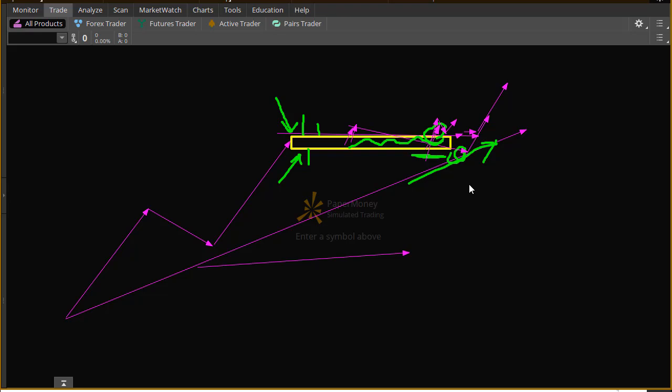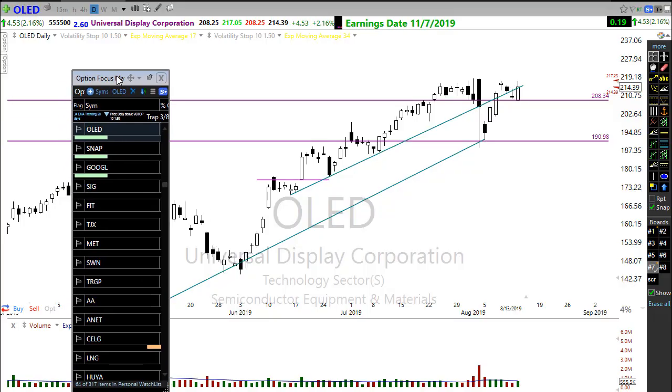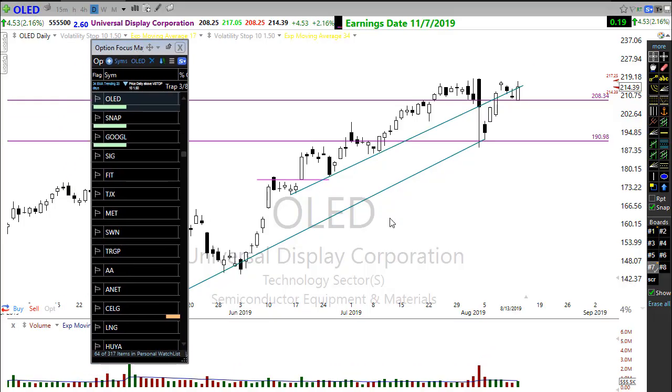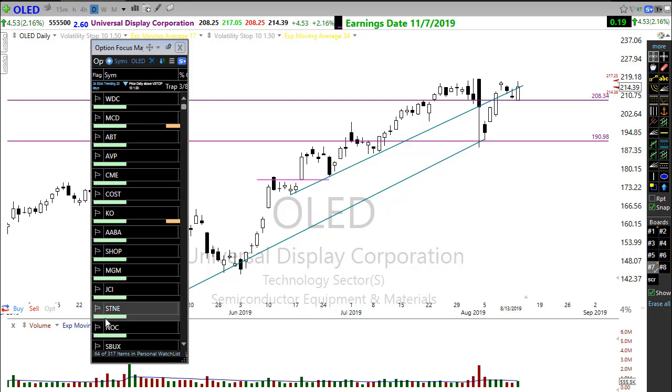Now, I used to do it just by eye. I just have a watch list of stocks that I watch all the time. I'd take this watch list of stocks and I would move through that list every single day, two or three times a day, looking for these patterns, looking for stocks that are trending. I sort my list by only stocks that are trending. And then I would look for those trending patterns to develop. And they happen all the time.